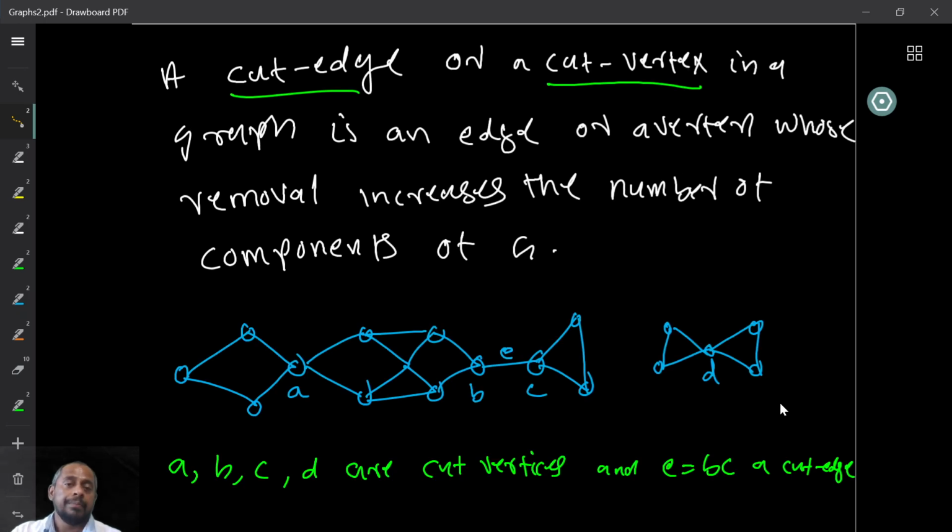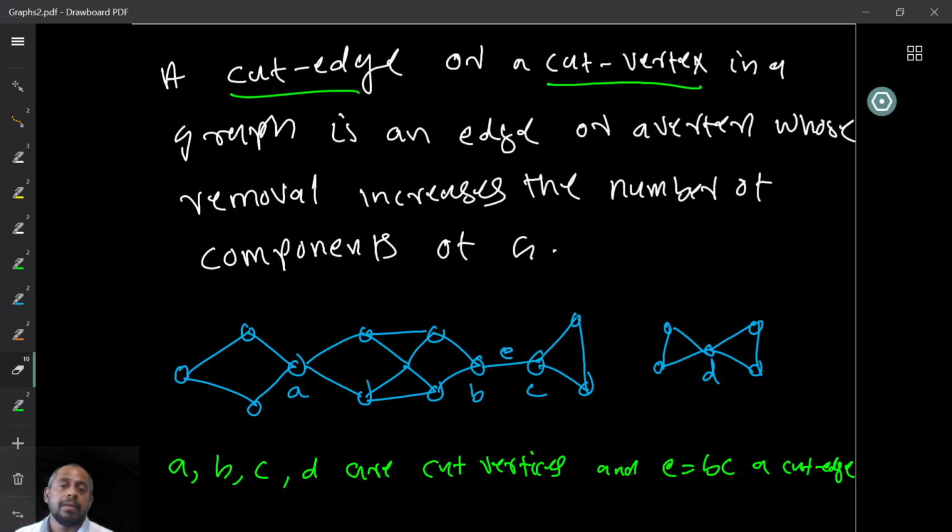Now, a cut edge or a cut vertex in a graph is an edge or a vertex whose removal increases the number of components of the graph. For example, if you look at this graph, the edge E is a cut edge, because if I just remove the edge E, the number of components in this entire graph increases from 2 to 3. Therefore, the edge E is a cut edge. Cut edges are also called bridges.